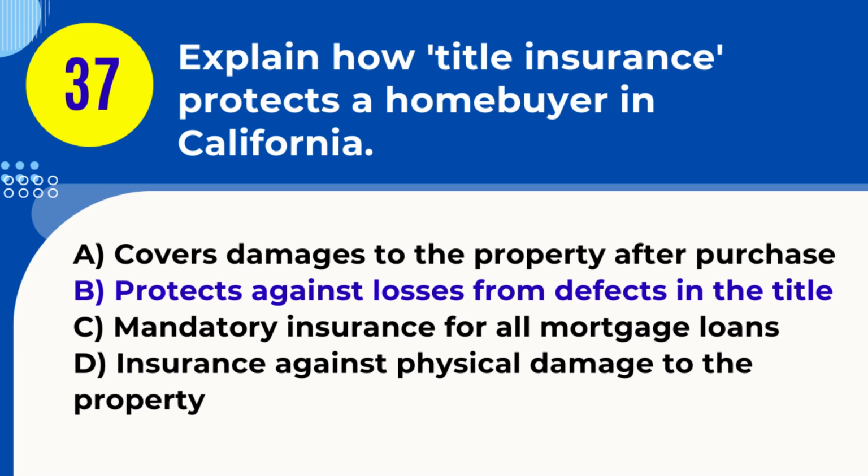Answer. B. Protects against losses from defects in the title. Explanation. Title insurance in California provides protection to home buyers against financial loss from defects in the title to the property, such as liens, encumbrances, or title disputes.